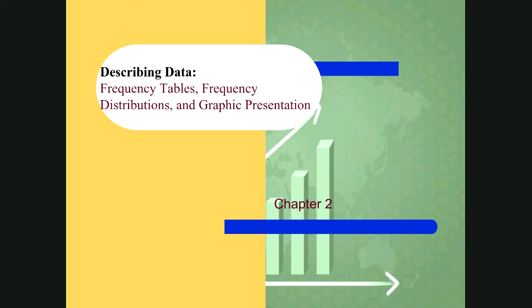Anybody? Doesn't have to be a scientific one. This is frequency. What kind of data is that when we're measuring it?